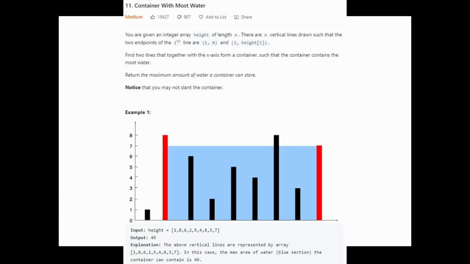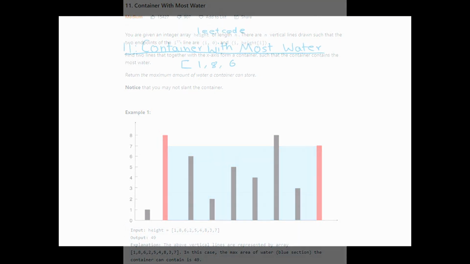What's up, guys? Today we're going to do the problem called container with most water, which is Leetcode problem 11. So let's get started with the problem. The problem is: you are given an integer array height of length n, where each element of the array is basically the height of a wall or a pillar, and you have to find the maximum area contained in any two pillars.